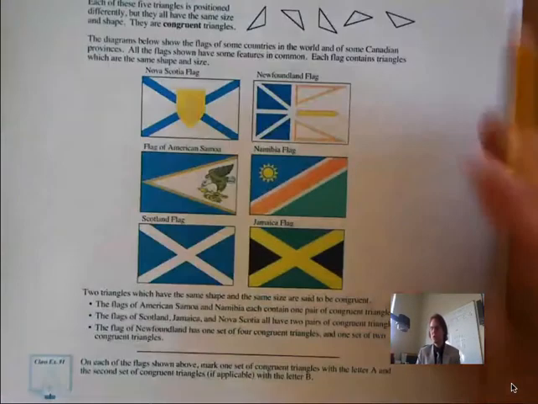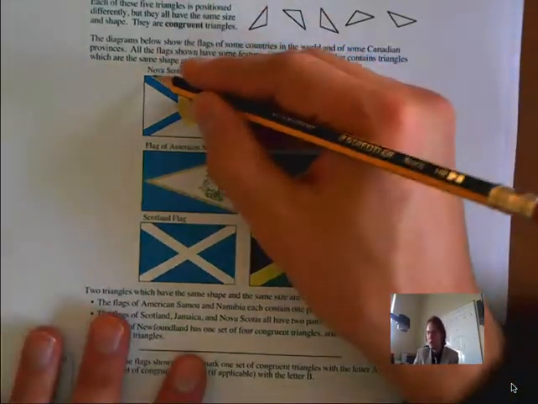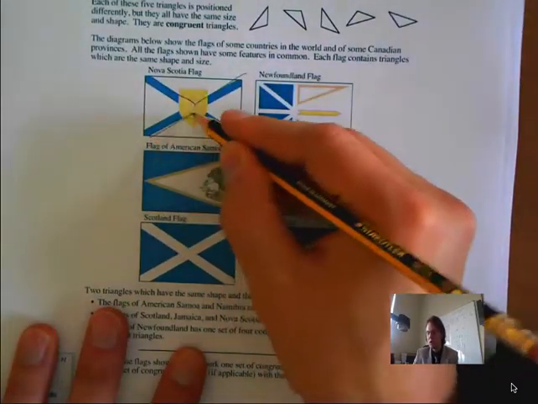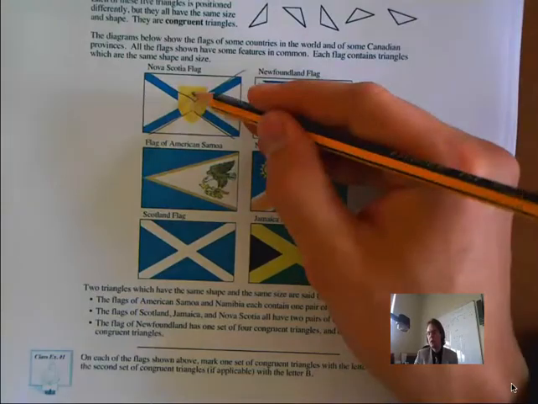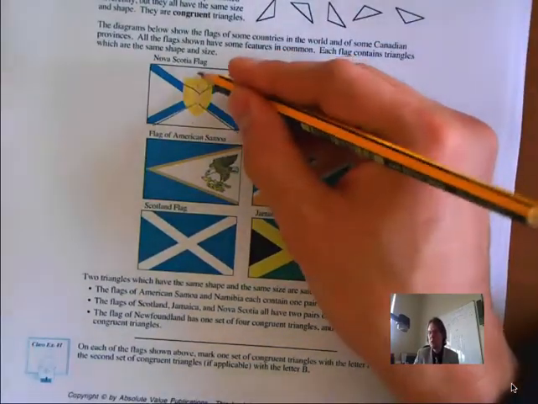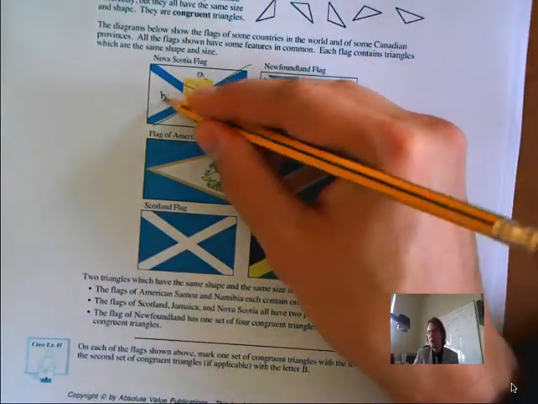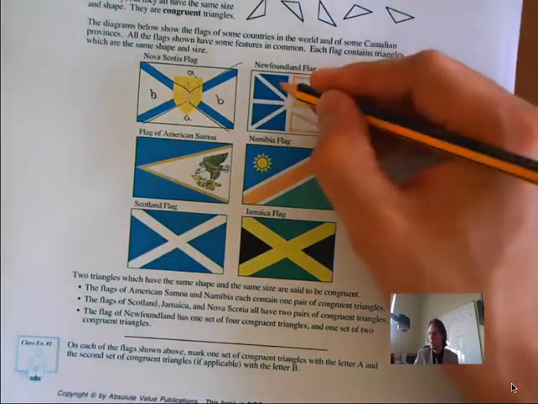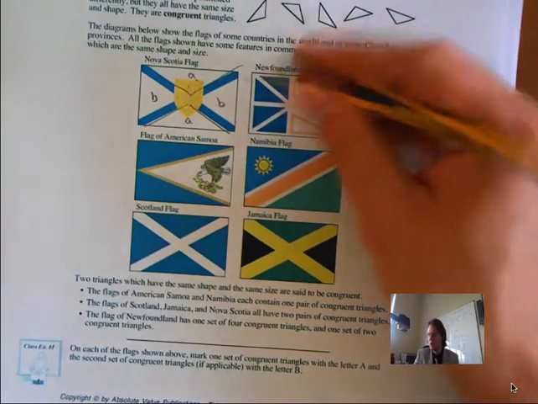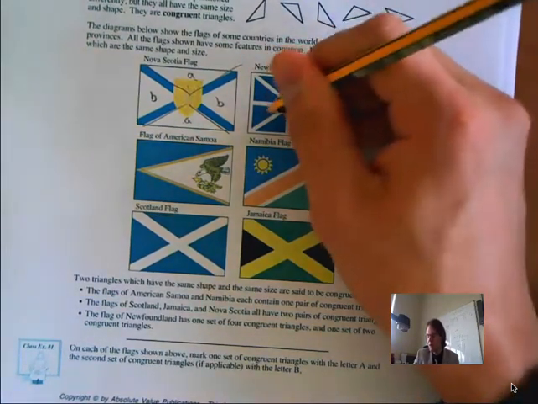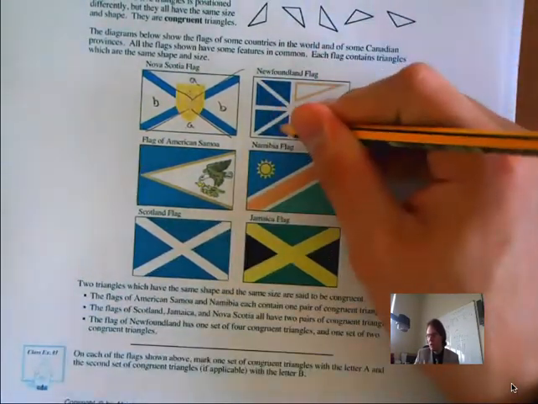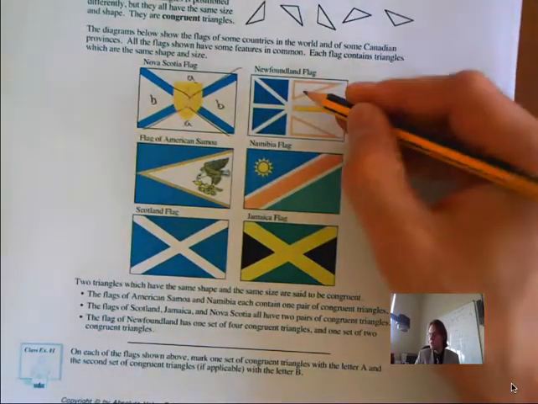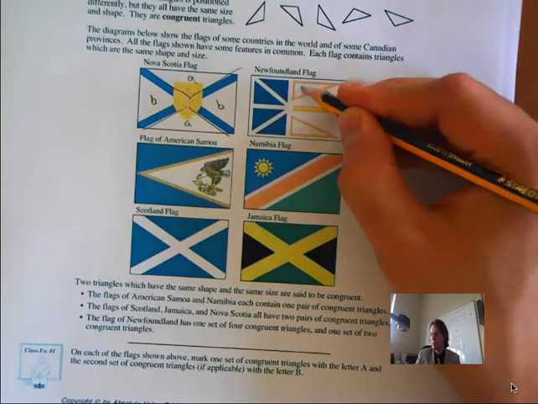So let's take first a look at the Nova Scotia flag. If I take a look at it, this triangle here is going to be congruent to this triangle here. These angles are the same, so on and so forth. So this is going to be A, B, B. Now we look at the Newfoundland flag. All of these are congruent. A. All those blue ones are congruent, and these two are as well congruent. B.